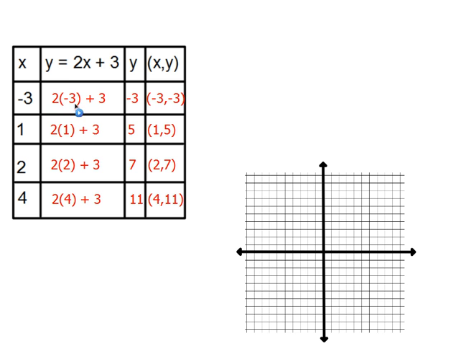All I did was plug my -3 in, plug my 1 in, plug my 2 in, plug my 4 in. Then in the y column I just solved it. So 2 times -3 is -6, plus 3 is -3. And then right here we have -3, -3; 1, 5; 2, 7; 4, 11. So that's how I got all of that.